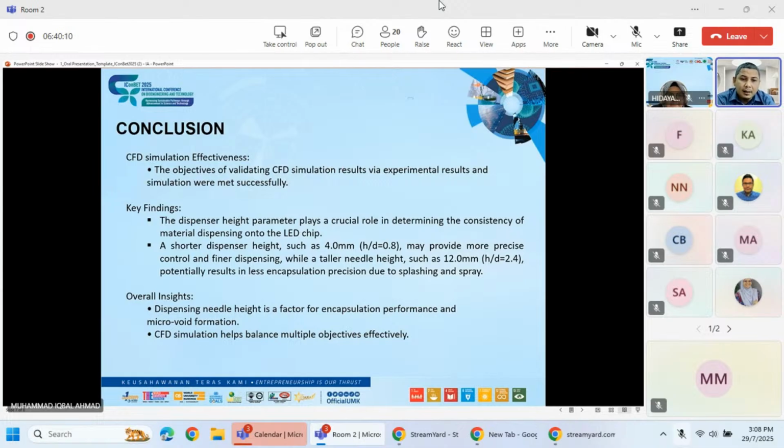So overall, we can say the dispensing height is a factor for the encapsulation process, because this kind of manufacturing is very fast LED encapsulation, maybe 1,000 at one time. So we have to get the optimum value, and we have to know the characterization once we inject the EMC towards the LED chips. From that, we can see that CFD may help balance multiple objectives effectively according to the parameters, but here it is only the height parameter.